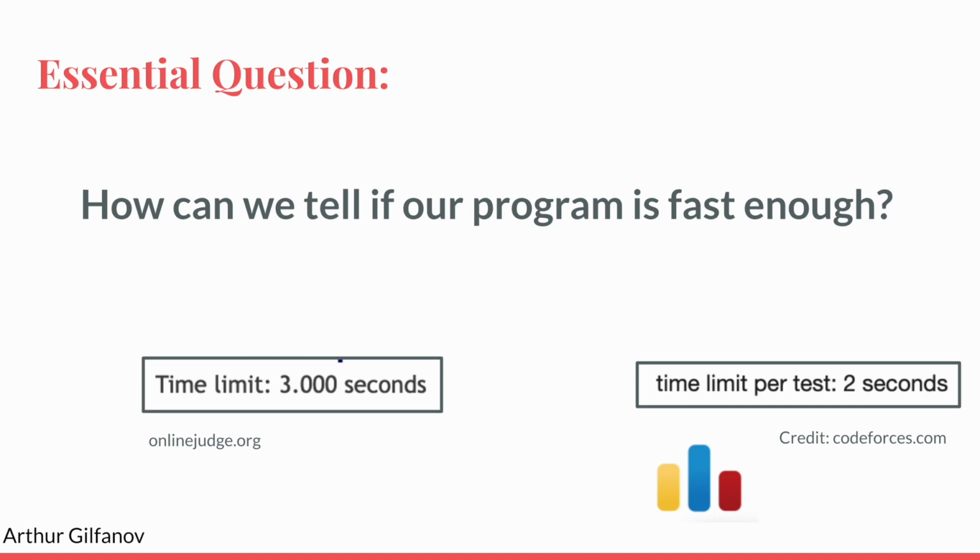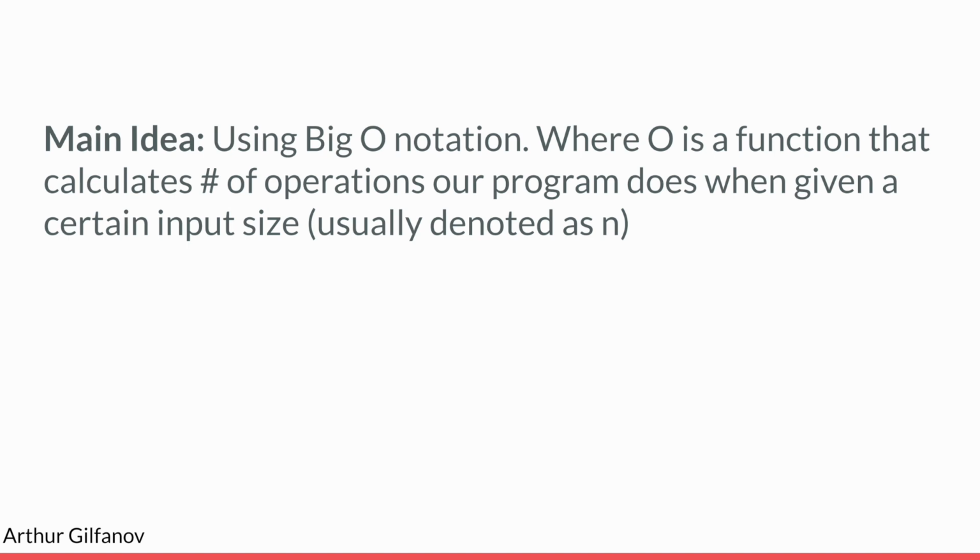The ideas of time complexity will allow us to quickly tell if our problem approach is fast enough for the problem. To do this, we will be using the idea of big O notation, where O is a function that calculates the number of operations our program does when given a certain input size. A C++ program can usually do roughly 10 to the 8th operations per second. This is slightly on the more conservative side, and we can use this information to see if our program is fast enough for the problem.